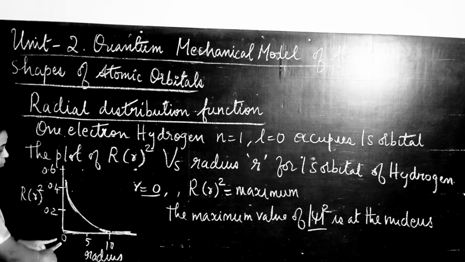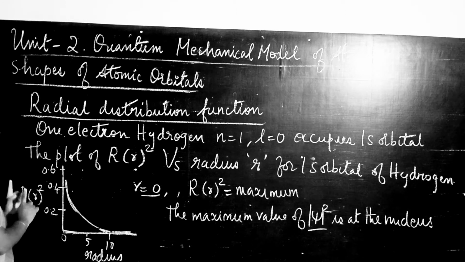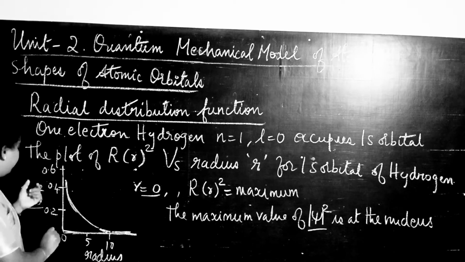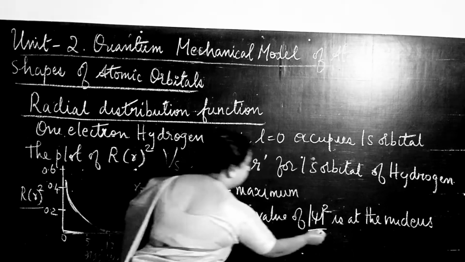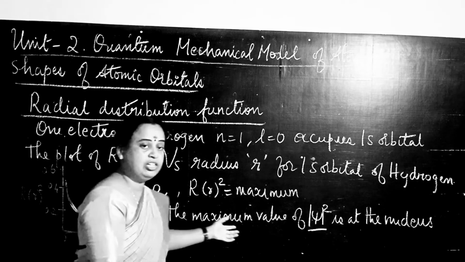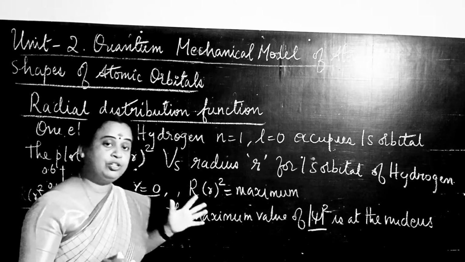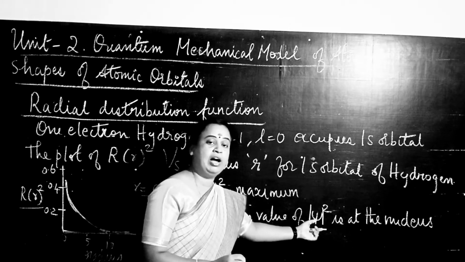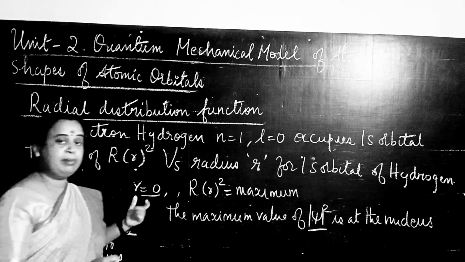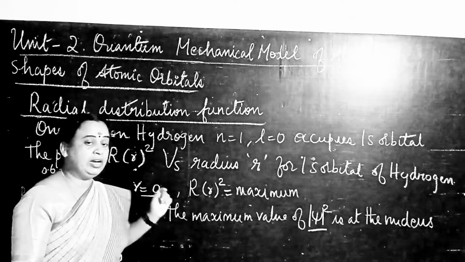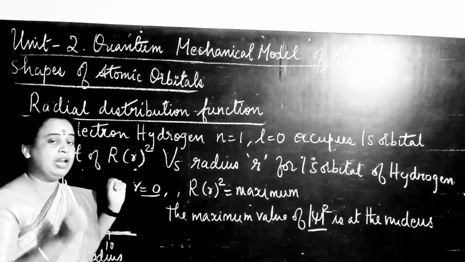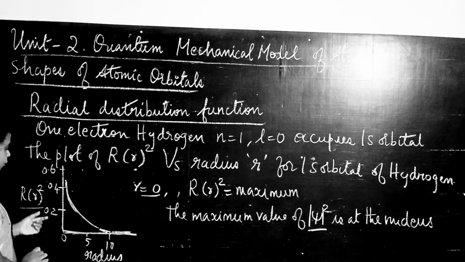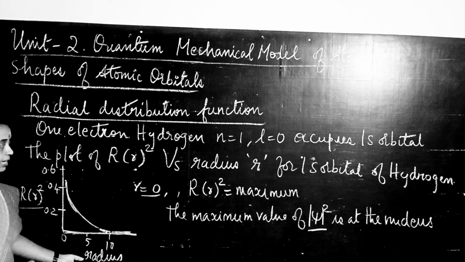When the radius is equal to 0, the radial wave function will be maximum. Radial wave function is nothing but your R R square. The wave function gives the probability of finding the electron around the nucleus, so this psi square value will be maximum. When is it maximum? When the radius is equal to 0, that means the electron is present around the nucleus. So that's what this plot of radial wave function versus radius shows.